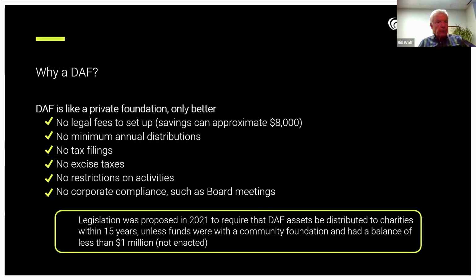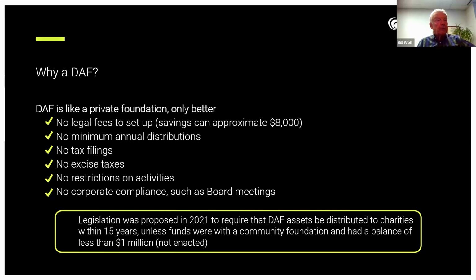For these 6 reasons. No legal fees to set it up. It's expensive to set up a private foundation, maybe $8,000 in legal fees. You just open an account with our foundation. Bingo, done. Then there's no minimum annual distribution.